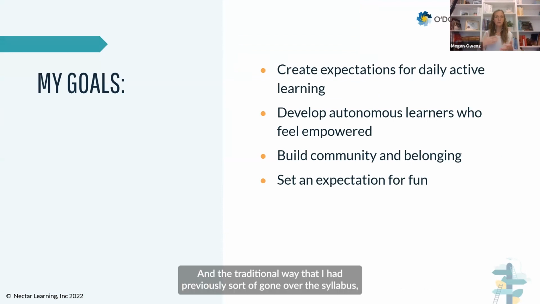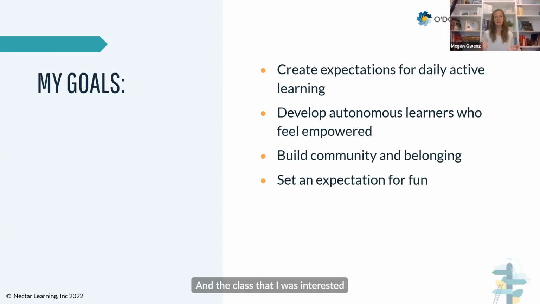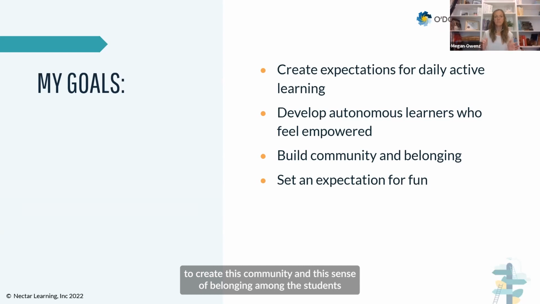And the traditional way that I had previously sort of gone over the syllabus, as exciting as I tried to be, didn't really set that expectation that they were active collaborators in the class, right? I wanted them to feel autonomous and empowered, right? That they had some choice in the class, that I was interested in what they were bringing to class. As many of you said, I wanted to also start to create this community and this sense of belonging among the students, and then set an expectation for fun too, among all that.